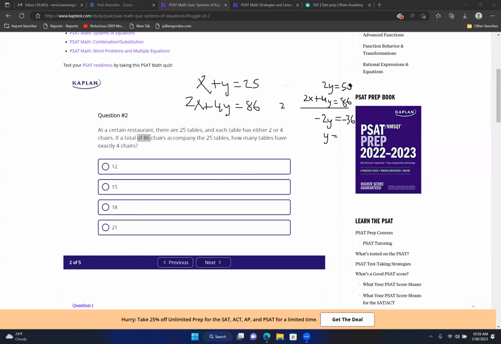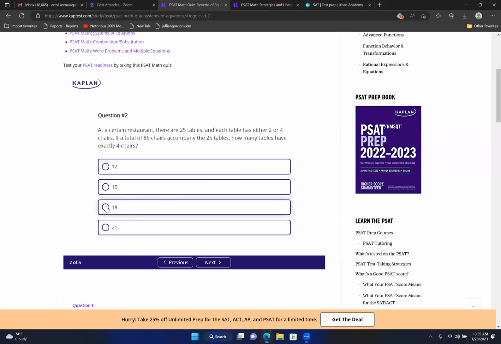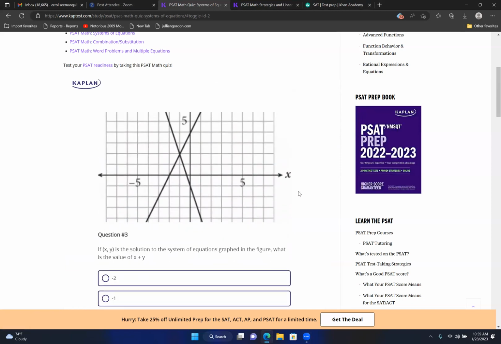The hard part on that question is just setting up the right 2 equations. Once you get the 2 equations, you can solve it by elimination or substitution or graphing. Okay. 18. All right.